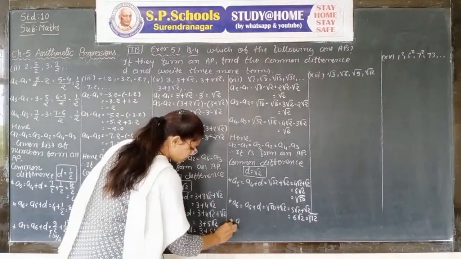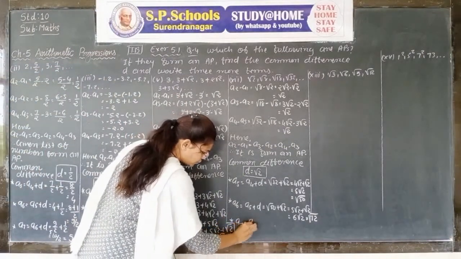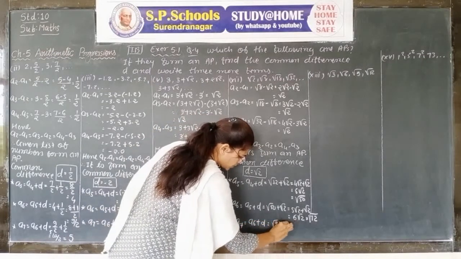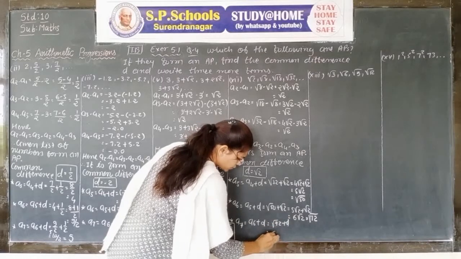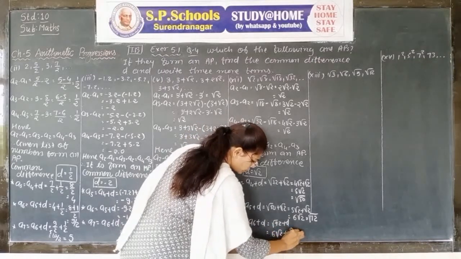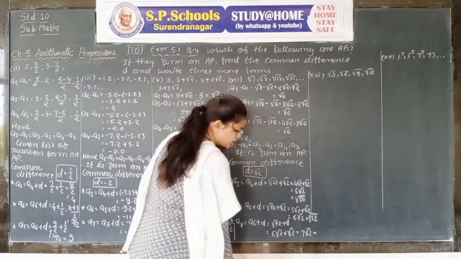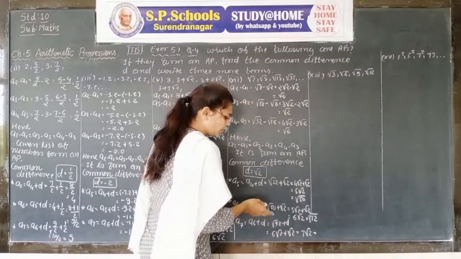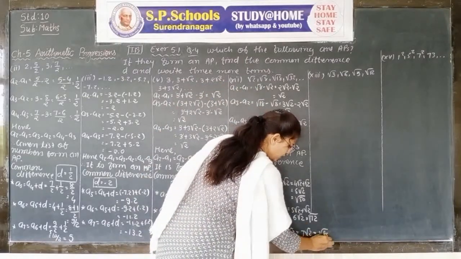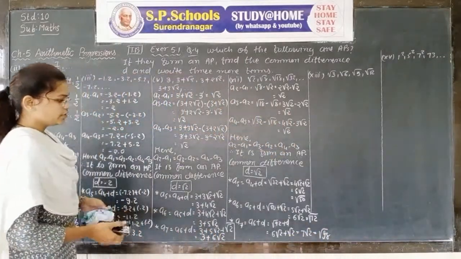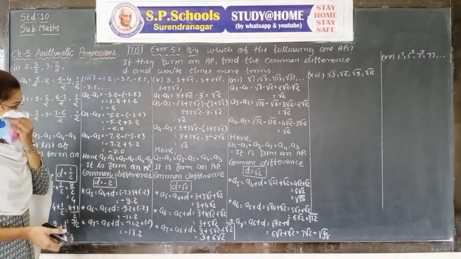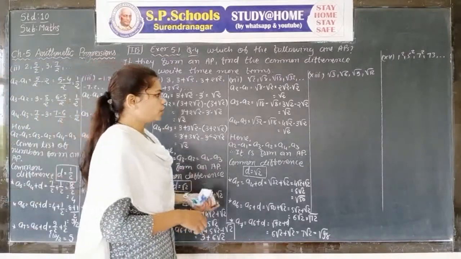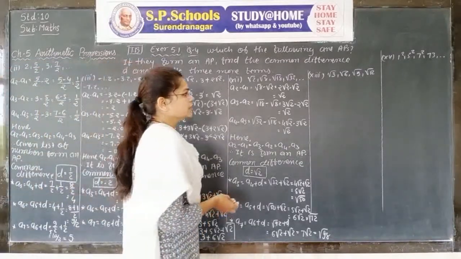The last, seventh term, a7 is a6 plus d, where a6 is root 72 plus d. Root 72 is 6 root 2, plus root 2, is 7 root 2. 7 goes into the square root, the square becomes 49, 49 twos are root 98. Here root 50, root 72 and root 98 are the next three terms of the arithmetic progression. See the next one.